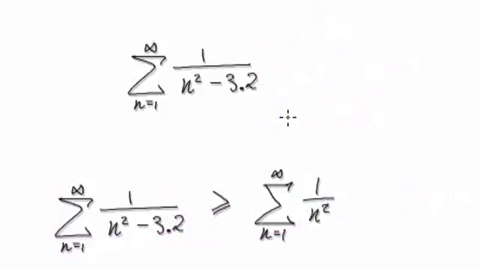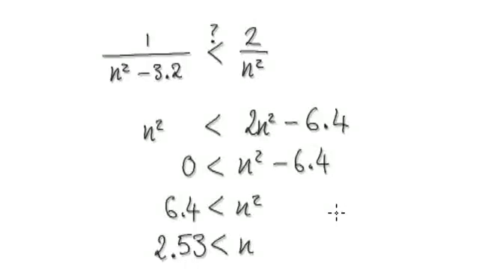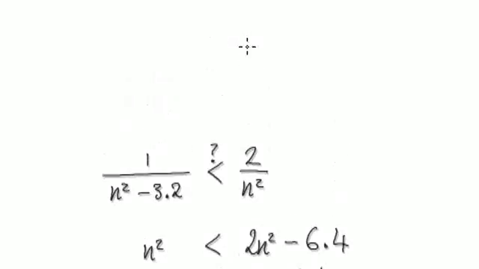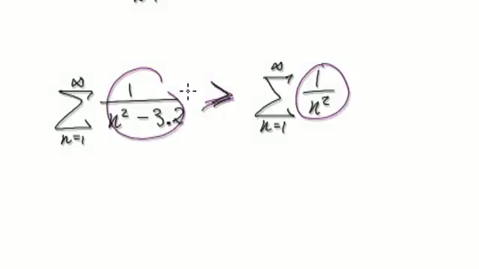But let me illustrate. Rather than comparing it to 1 over n squared, let's try and somehow get it to be less than or equal to 2 over n squared. So hang on, let's start again. We tried comparing this thing with 1 over n squared. That doesn't really work, because this is always less than or equal to this.